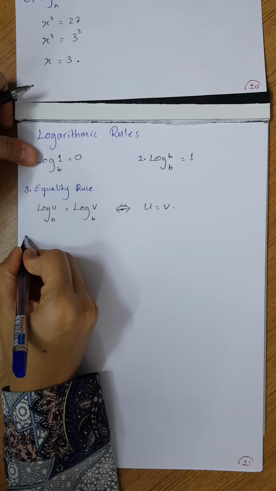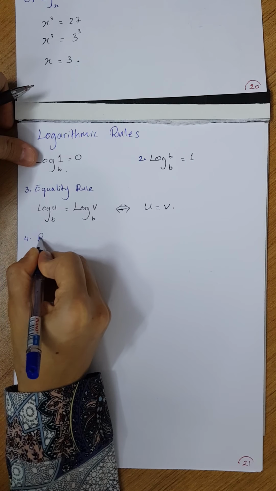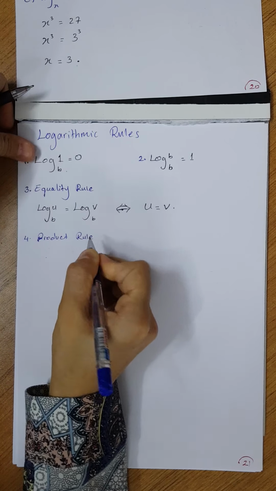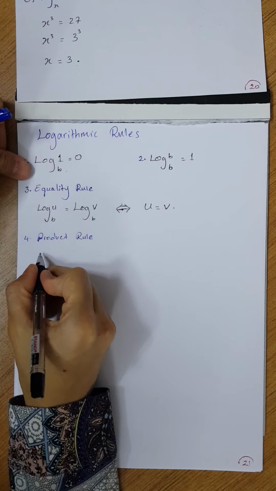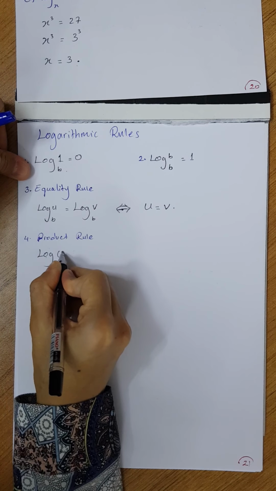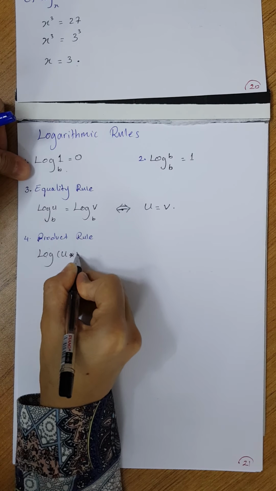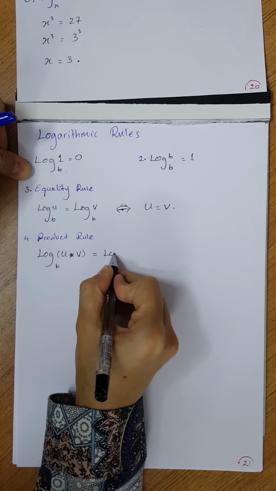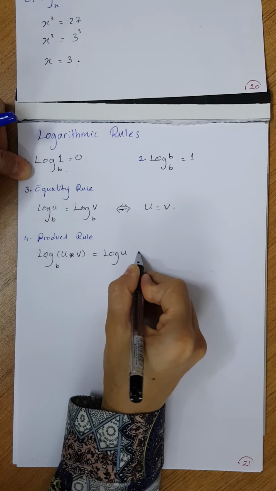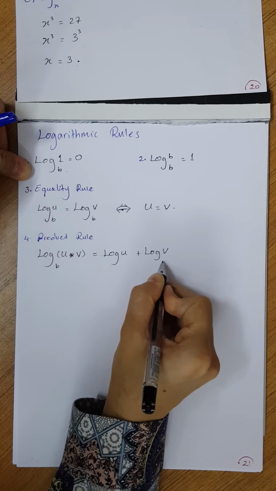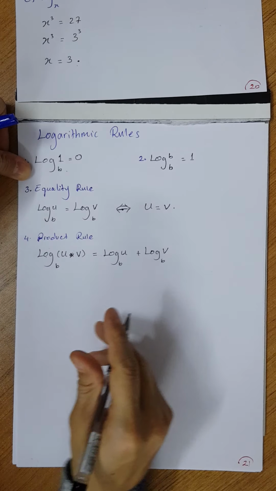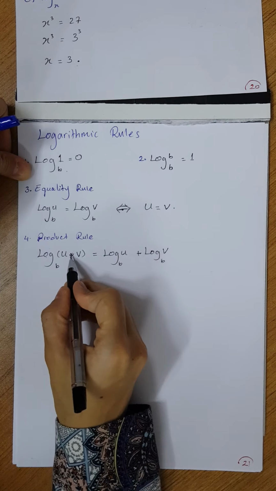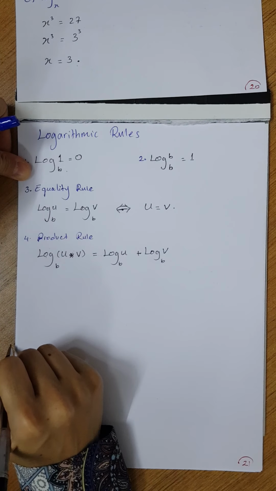The fourth rule is the product rule. What is the product rule? If I have logarithm of u multiplied with v, with the base of b, multiplication changes to addition, so that will be logarithm of u plus logarithm of v, both with the base of b. Of course, if I have addition between the logarithms, it will change back to multiplication.